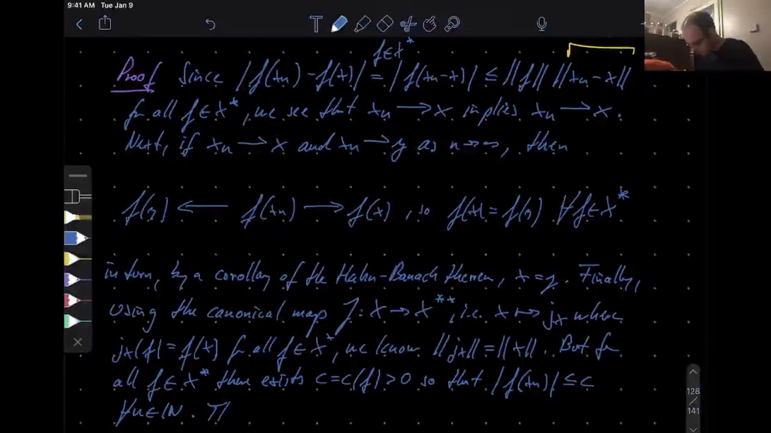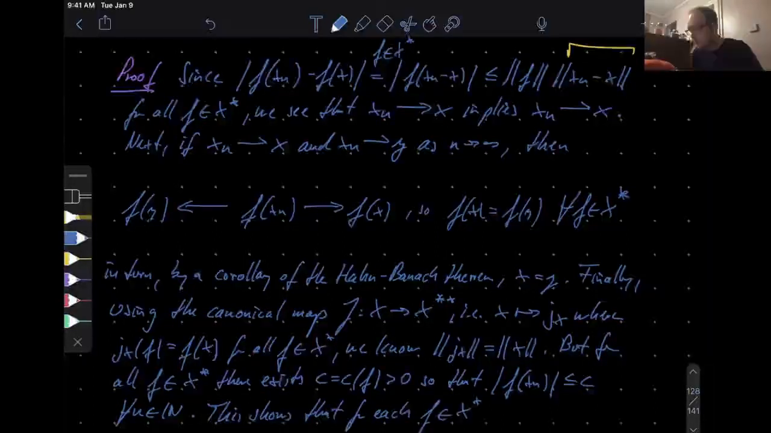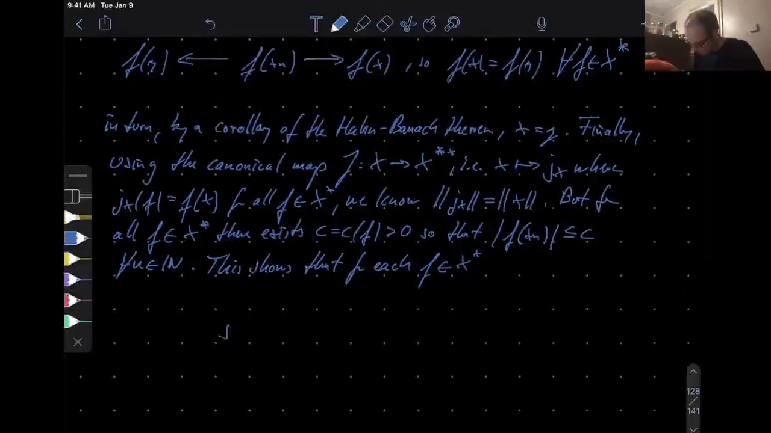This shows that for each bounded linear functional, you have the supremum of |J xn (f)|, and the supremum runs over all n, is finite, right?